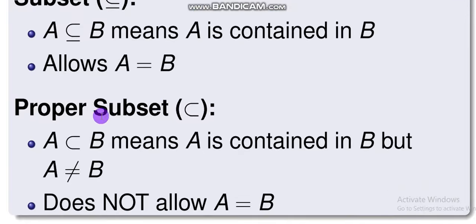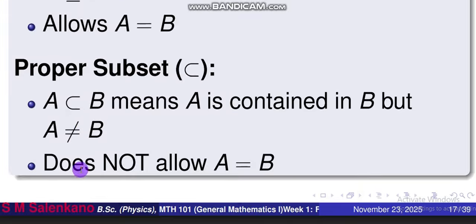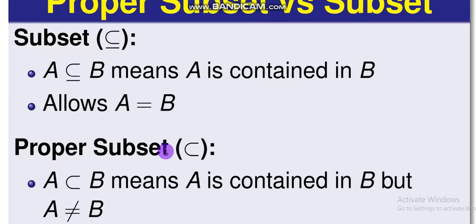But proper subset agrees with the first one that A is a proper subset of B means A is contained in B, but A is not equal to B, meaning they are not equal. It does not allow A to be equal to B. This symbol does not allow set A to be equal to set B at all, and that is the difference between the two. When you use this one, always remember that the two sets are not equal at all. But when you use this one, it's open. They can be equal, they can be non-equal.